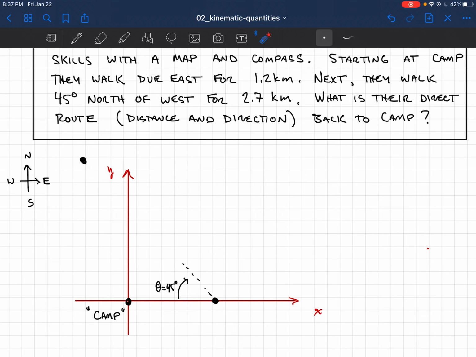Everything that's shown here is the movement in position space, going from one point in the xy plane to the other. And we could think about these as 2 or 3 displacement vectors. They take one displacement vector that goes from camp to that first point, and we could call that delta r1, the first displacement vector. And then they go from that point to the northwest, and we could call that delta r2.